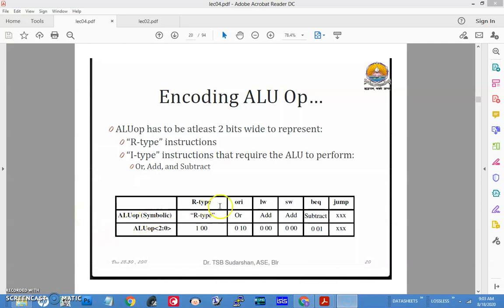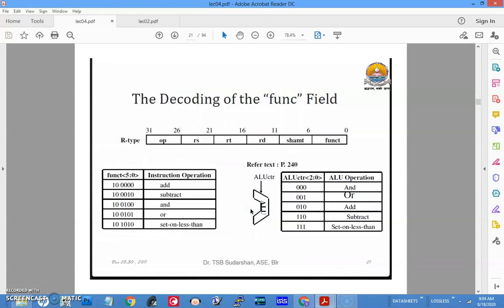So we look at the operations supported for an R-type instruction, because R-type, load word, and store word are using the ALU. BEQ is also used. So for ALU op, if you have R-type, your op will be 1, 0, 0. ALU operation 1, 0, 0. If it is ORI, the ALU op control line should be 0, 1, 0. Likewise it is done. So how is this obtained? Let us see that in the next slide.